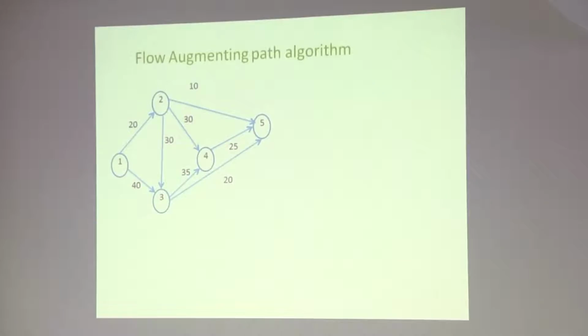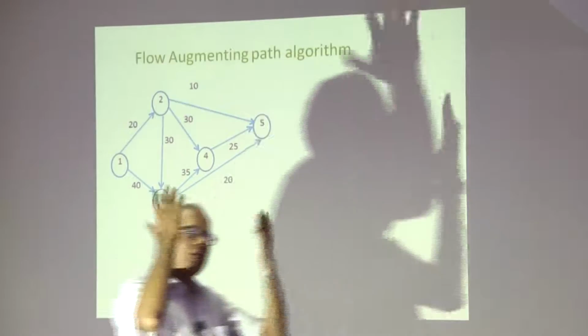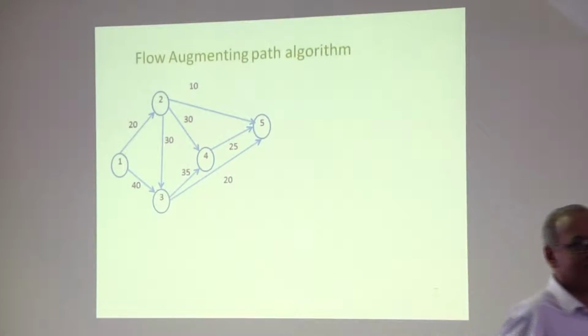Can somebody tell me a path from source to sink? 1, 2, 4, 5. 1, 2, 3, 4, 5. 1, 3, 4, 5. So many paths are there. I can evaluate all paths and do it. Is it a good algorithm to evaluate all paths? No, so we don't follow that.